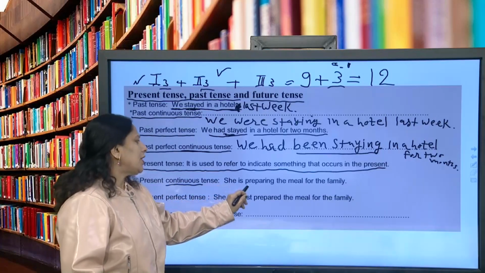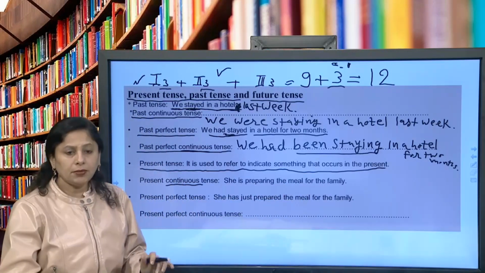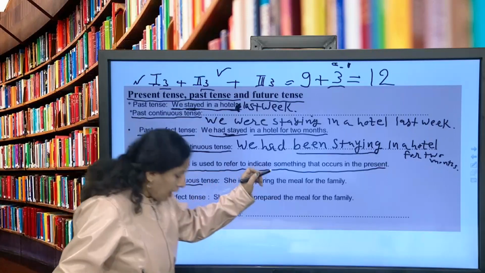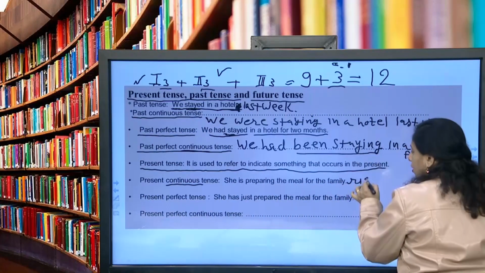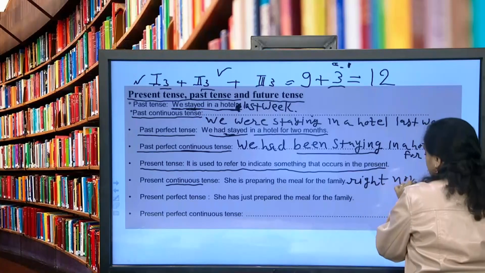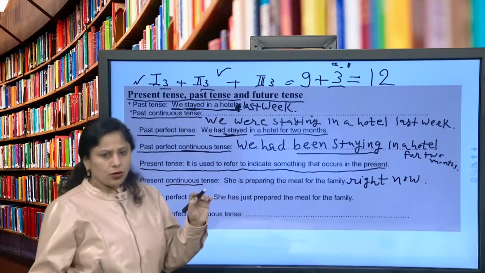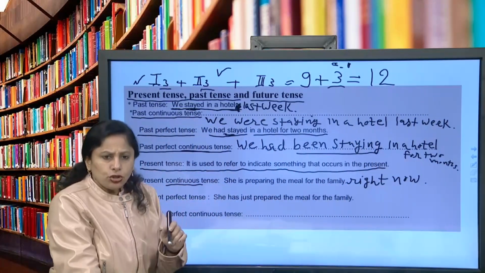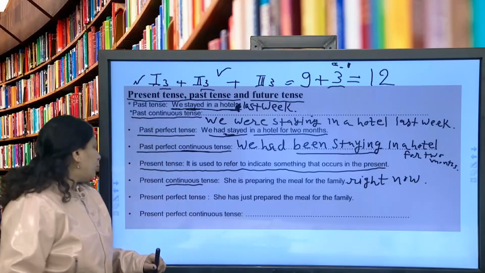It is about she is preparing the meal for the family. Right now she is preparing the meal for the family. Right now, you can write the word over here. Right now. Just to show that action is going on. The action is going on. This is the actual period of time, the right time of the action. That's why it is presented over here.